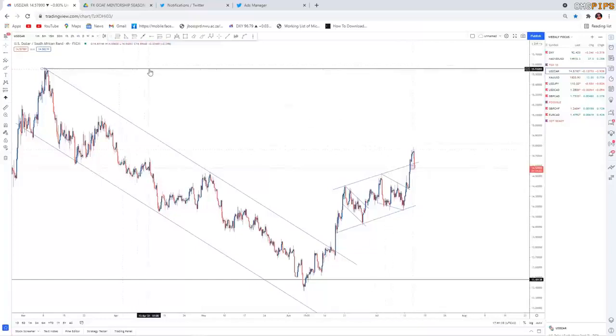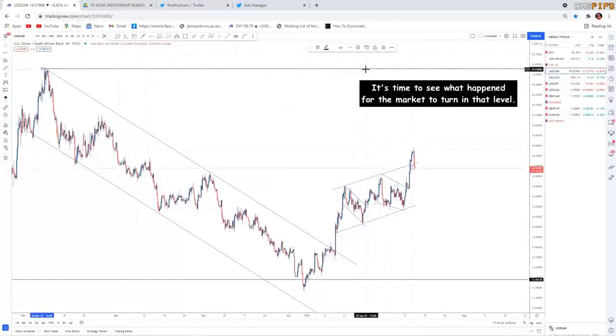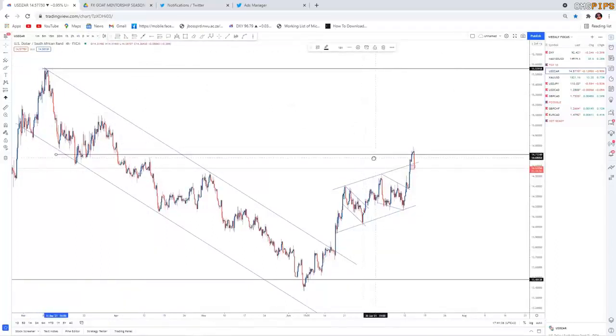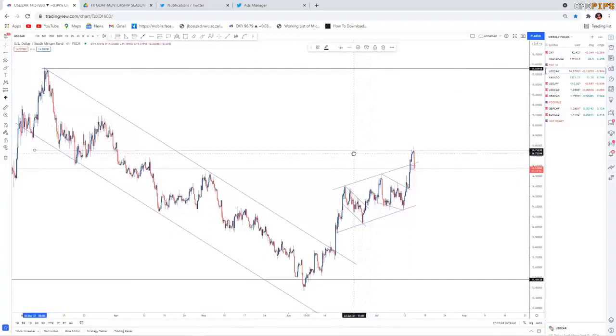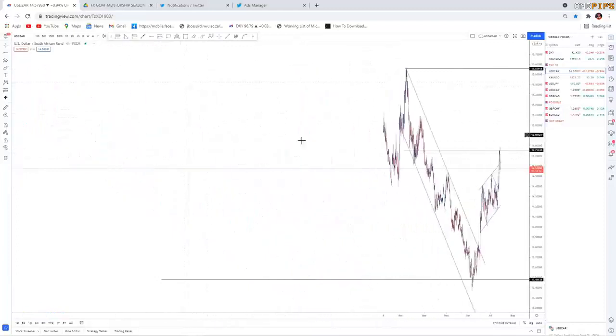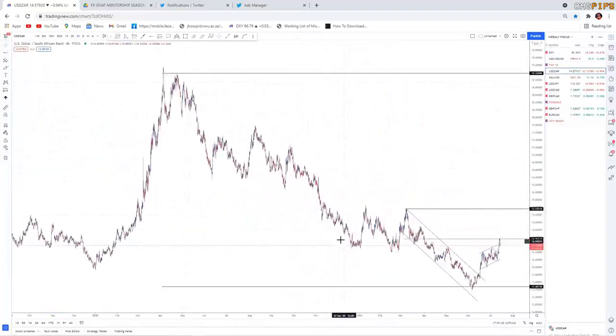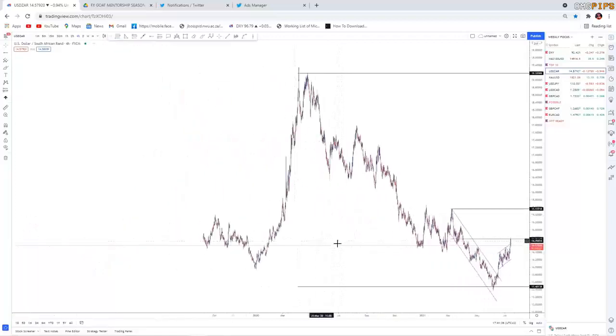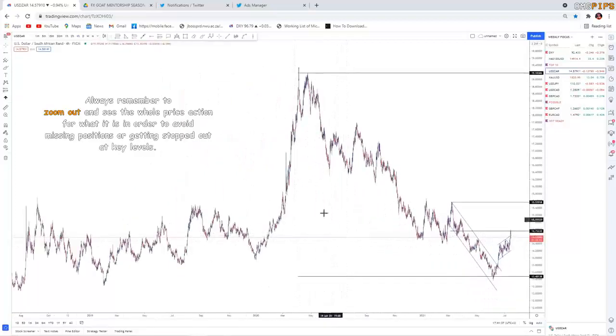I don't know why it turned, but it's time to see what happened for the market to turn at that level. How do we do that? We'll copy this from here and put it right here, and then zoom out to see what's the possibility that the market turned right there, right? So, it makes sense now.